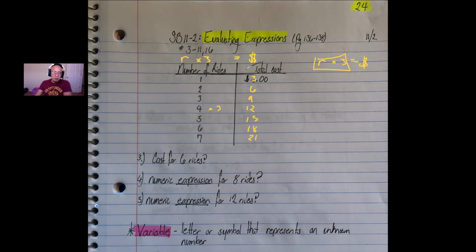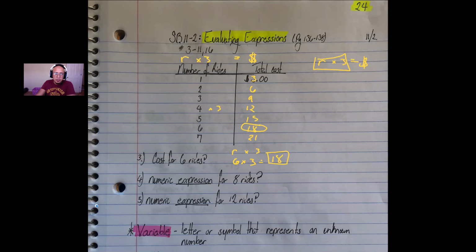Notice how we see that in number 3 here. Number 3 is, well, what's the cost for 6 rides? Well, I would take the number of rides and I would multiply that by 3. So that's going to be 6 times 3. And 6 times 3 is going to be 18. That's going to be the answer to number 3 because that's going to be the cost for 6 rides. And notice how that is exactly what I see up here in the table as well.